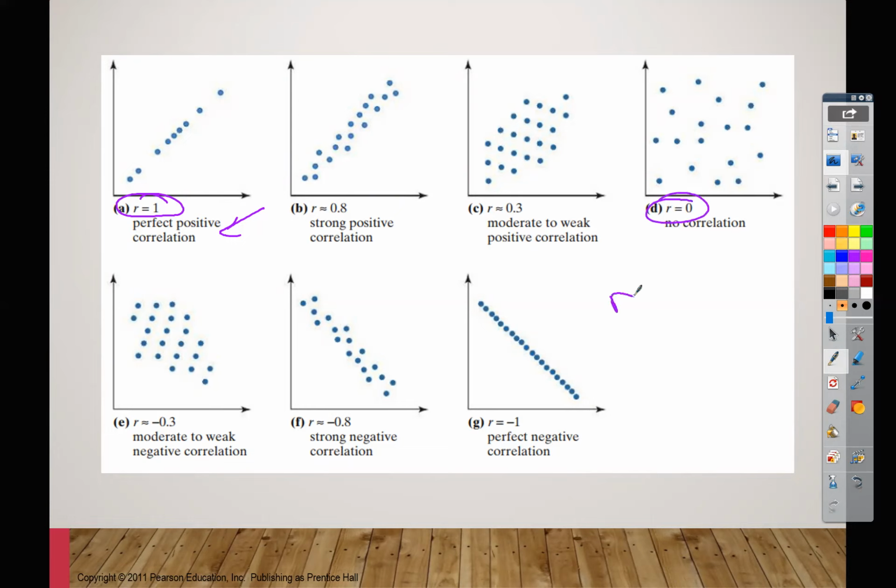So again, the correlation coefficient is represented by r. If r equals 1, that is a very strong correlation. r equals 0 is no correlation. If it's positive, like 0.8, that is a strong positive. 0.3 is a moderate to weak positive. If it's -0.3, that would be a weak negative correlation. -0.8 is a strong negative correlation, and -1 is a perfect negative correlation.